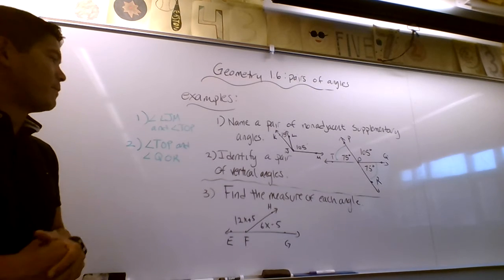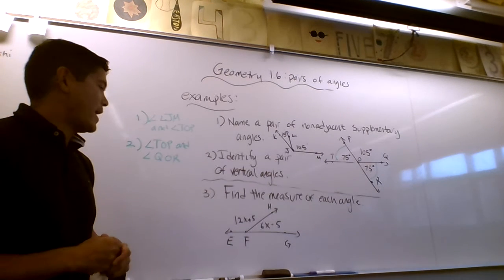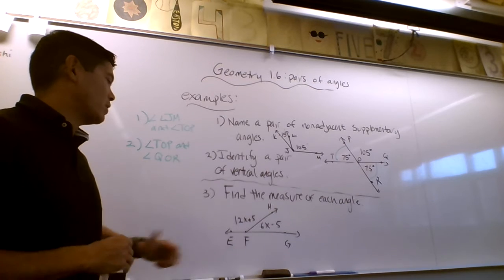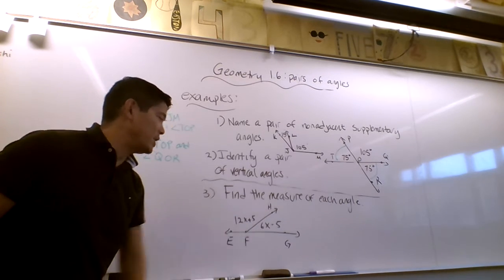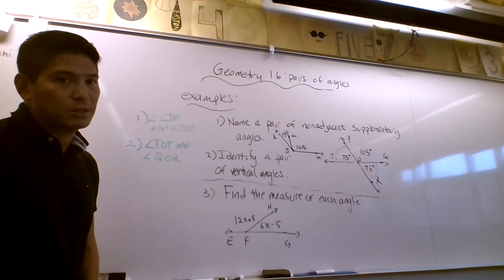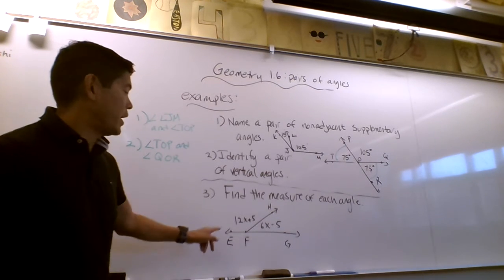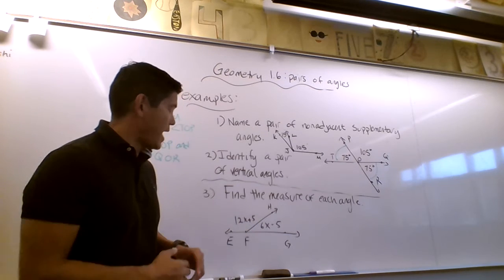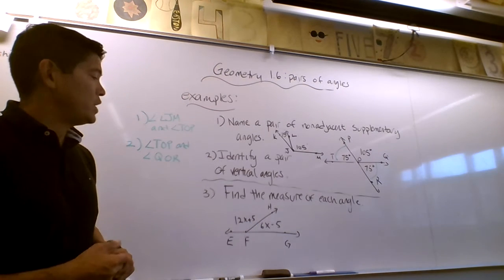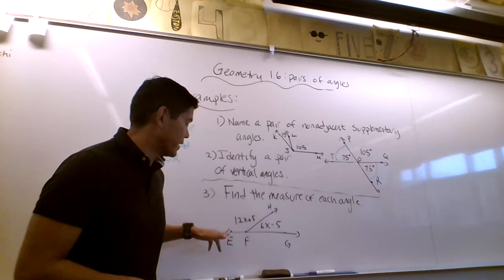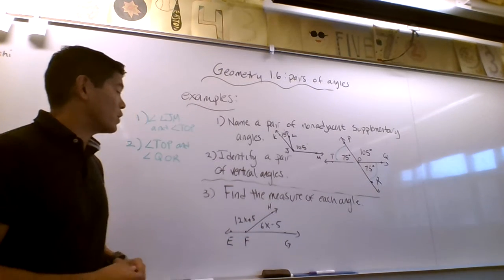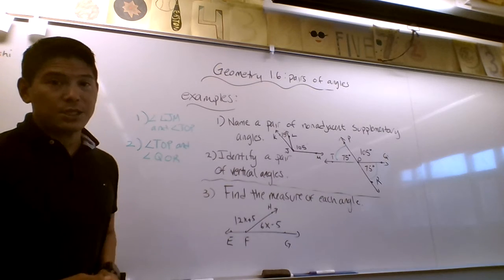Okay. And then on example 3, find the measure of each angle. I'm given the measure of certain angles, angle EFH and angle HFG, in terms of algebraic expressions. Okay, but here's what I do know. Angles EFH and HFG, those 2 are adjacent angles. And then they also make this line EFG. So they're a linear pair, which means they're supplementary.